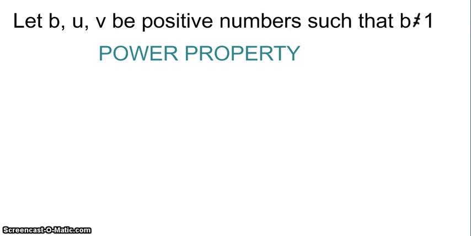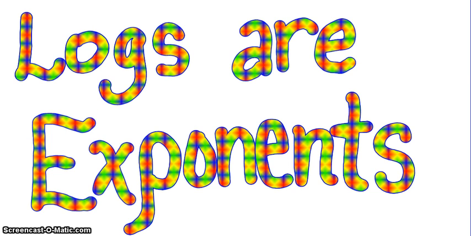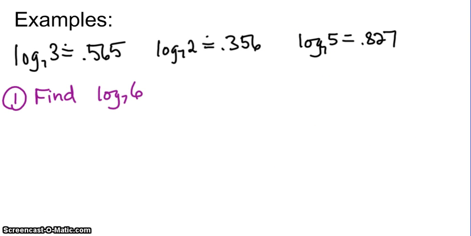The power property. Log base b of u to the nth power is equal to n times the log base b of u, the power property. The n comes out in front, n times log base b of u. Logs are exponents. Here's some examples.